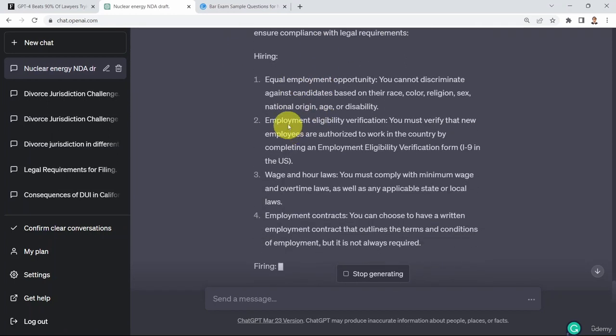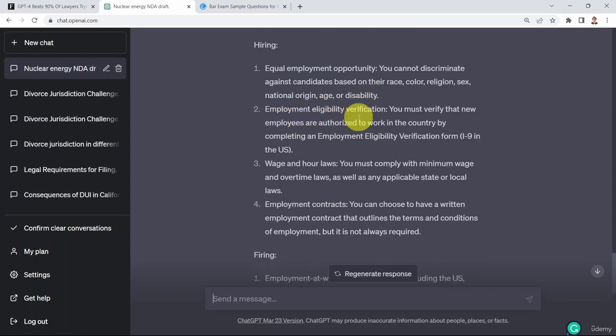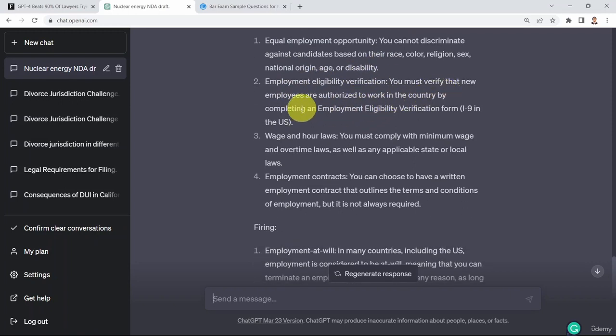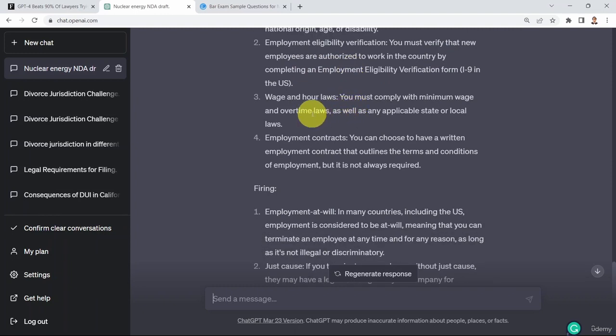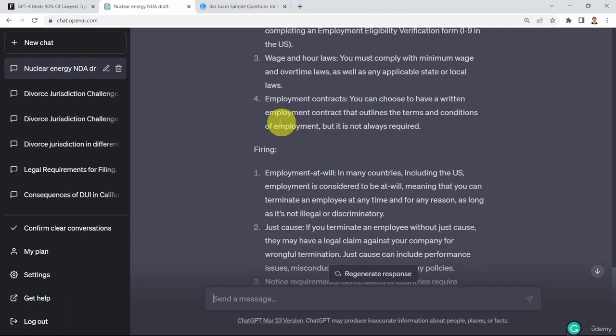It's going to tell you, well, first, you need to ensure that you have equal employment opportunity for everyone, no matter the race, color, religion, and sex. Employment eligibility verification: you must verify that new employees are authorized to work in the country. You need to ensure that wage and hour laws as well, you are complying with all the laws within that specific country. And of course, employment contract: you can choose to have a written employment contract to outline that or not, but of course, this is not always required.